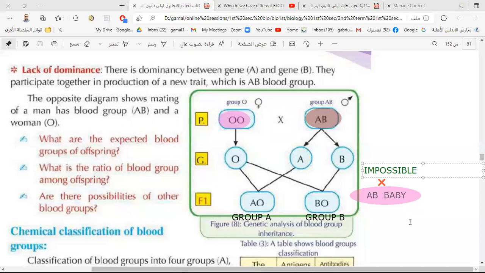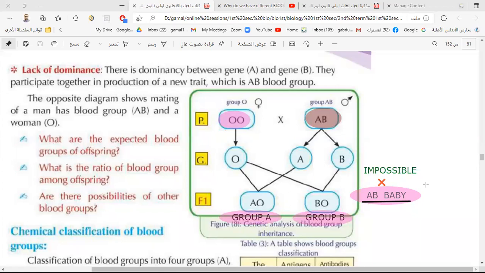Because of this way of inheritance, if the woman was AB and the man was O, their kids will not be AB at all. They will be either B or A, or O. No kid can be AB at all. No one of their kids will be AB. So this woman is lying, and this father is an innocent person, and she is telling a falsehood.